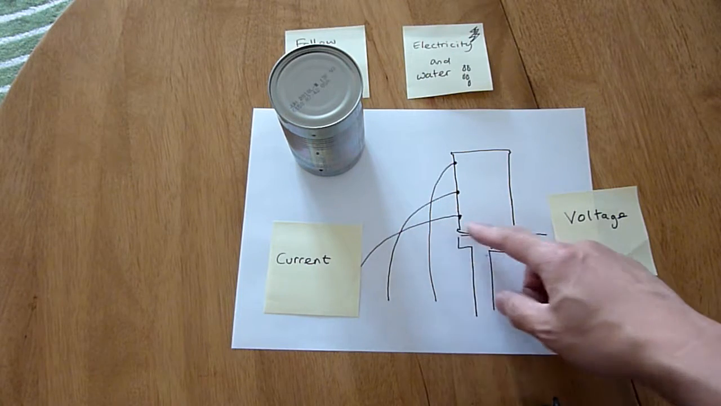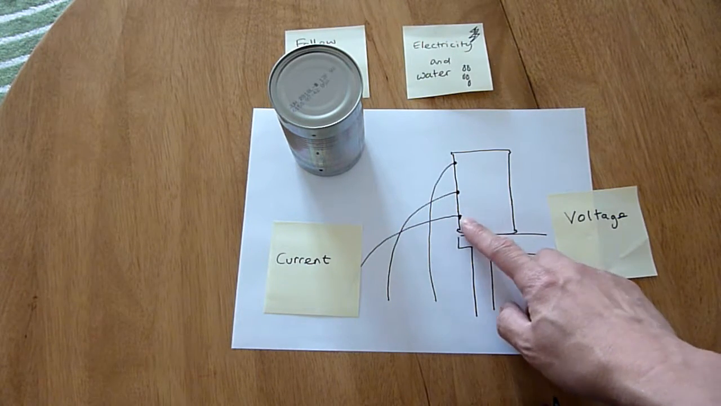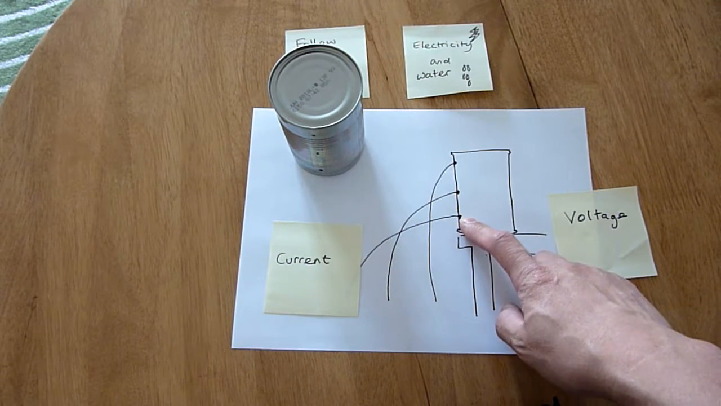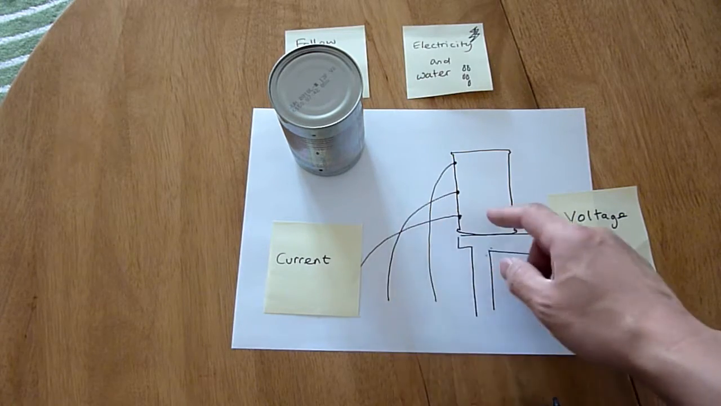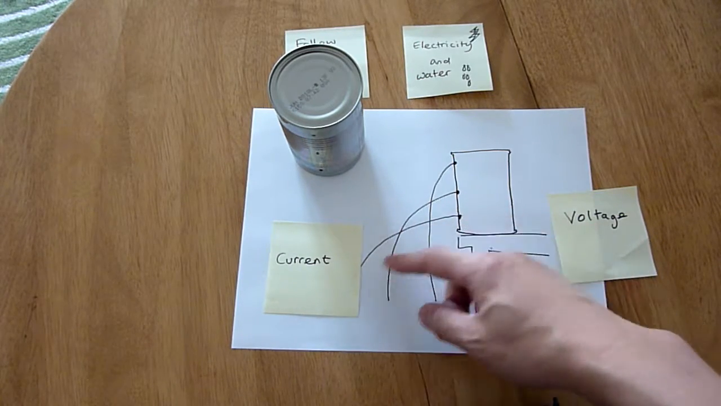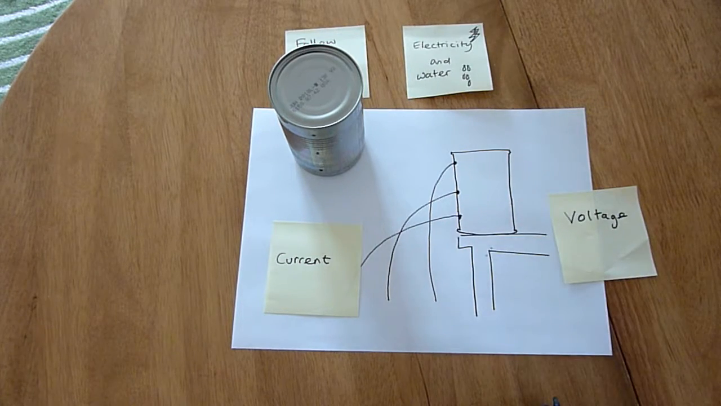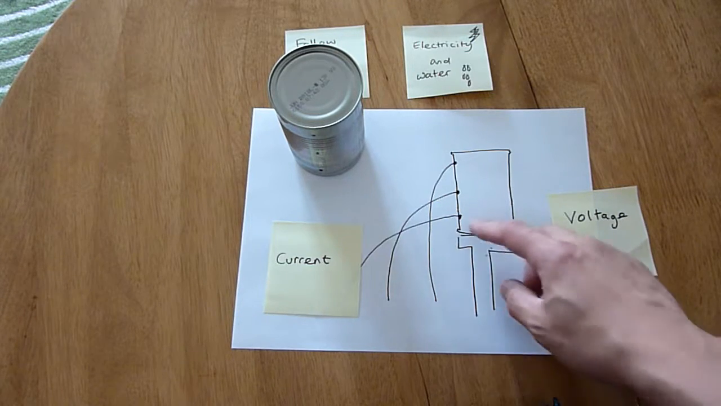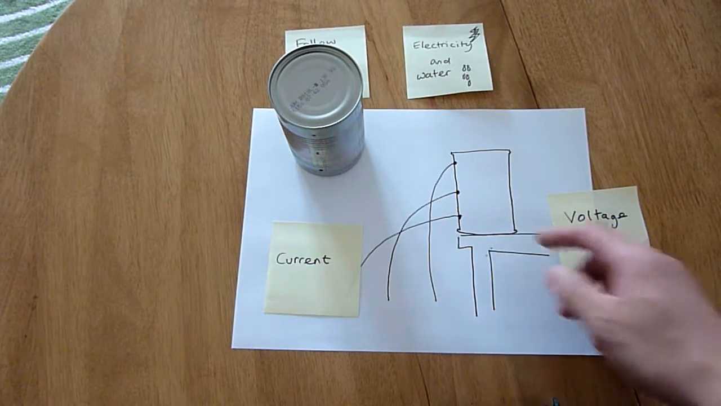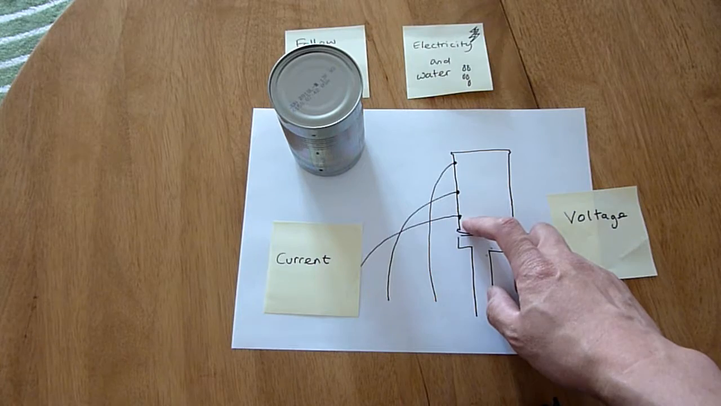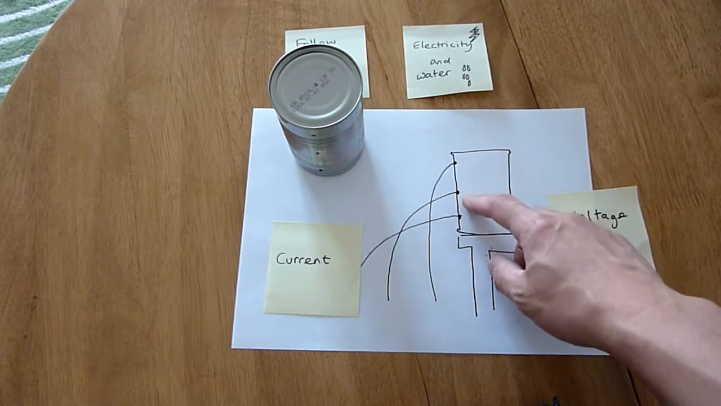And which one has the highest current? It will be the bottom one. It'll be coming out the quickest, and it'll be more water. If you were to catch it, it'll be more water coming out, whereas the top one would be kind of dribbling down. Now there's one more thing that makes a difference. Can you guess what it is? If I wanted to change the amount of current flowing out of these holes here.